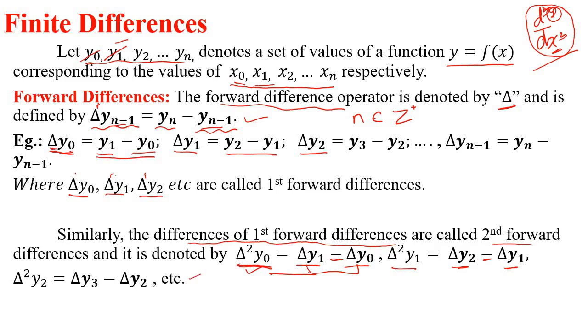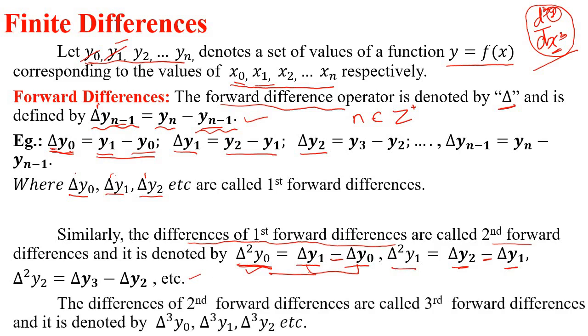Similar to the second order, we can define the third order difference also. The differences of the second order forward differences are called the third order forward differences, and it is denoted by delta cube of any entries: delta cube y0, delta cube y1, delta cube y2, etc.